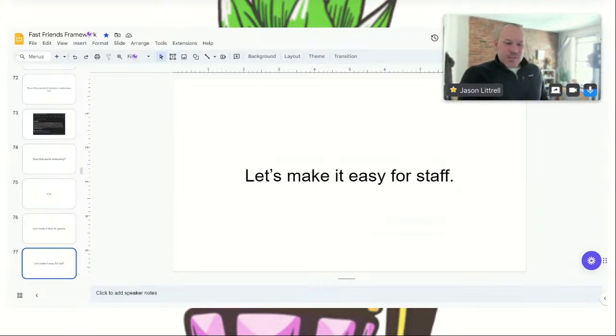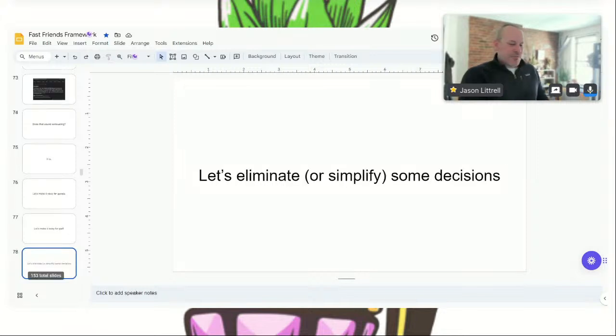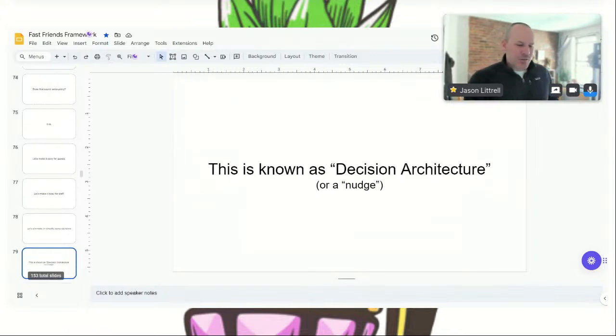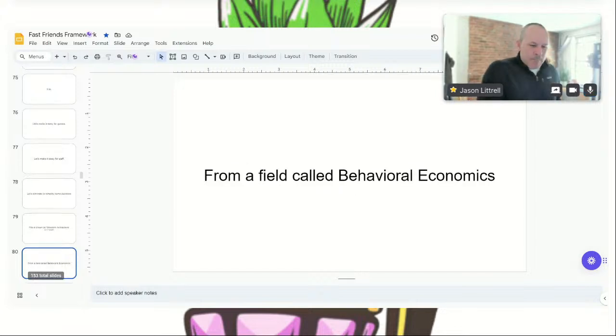So let's make it easy for the guests. Let's make it easy for the staff. And let's eliminate or simplify as many decisions as possible. This is known as decision architecture, or nudging, in the vernacular of behavioral economics. So there it is. I made a slide for that.